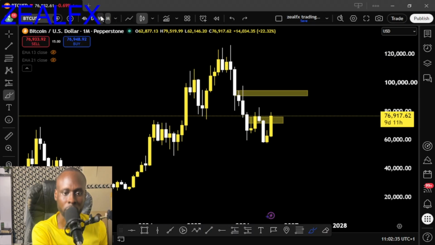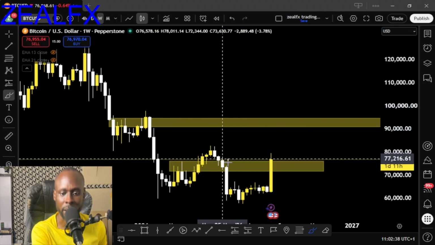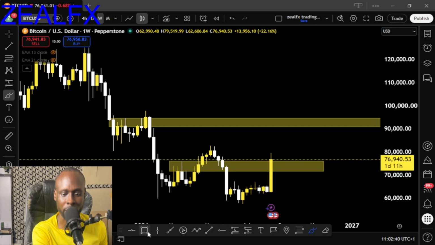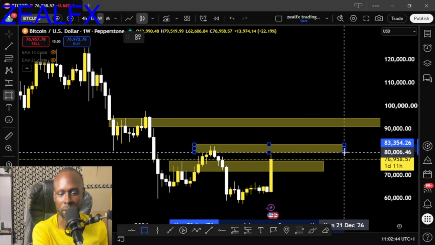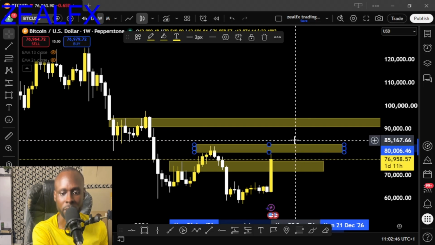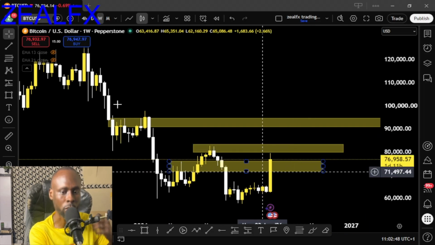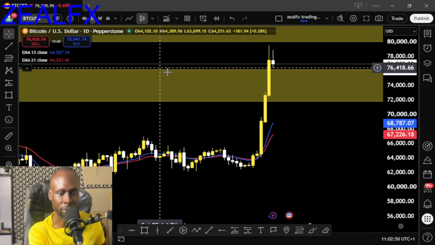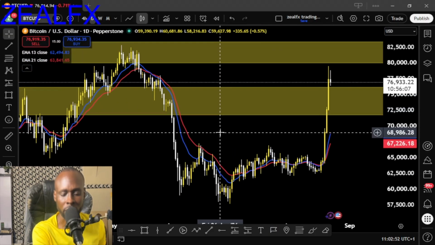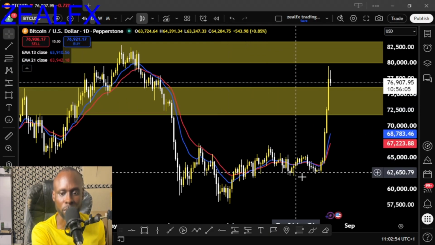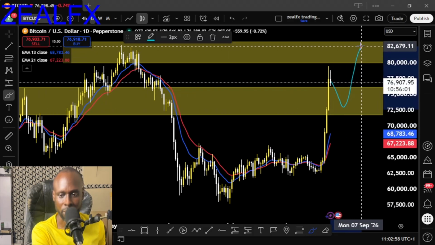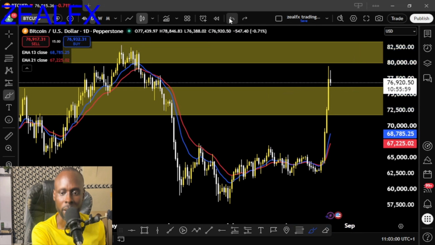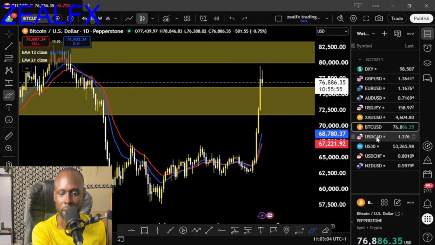Let's go back to the weekly time frame. The weekly time frame is telling us that now we expect price to break above this zone for us to really project more buy for BTC to the top. Let's look at the daily time frame. On the daily time frame, we can clearly see that we have a strong bullish structure already. So we need price to retest, then we'll start looking for more buy for the BTC on the daily time frame.